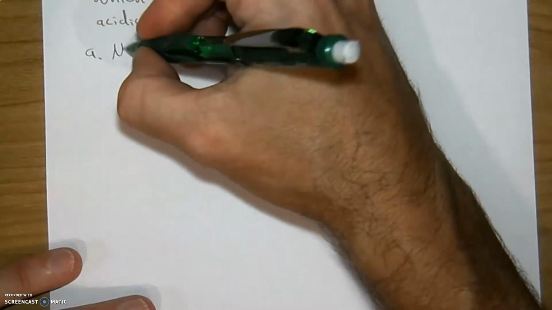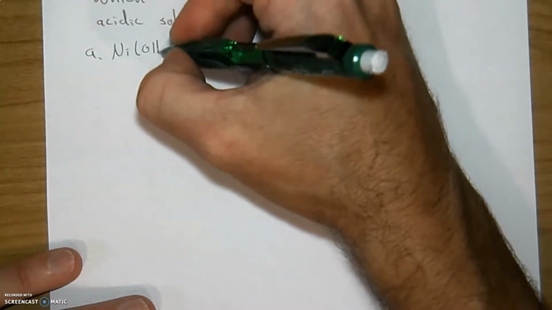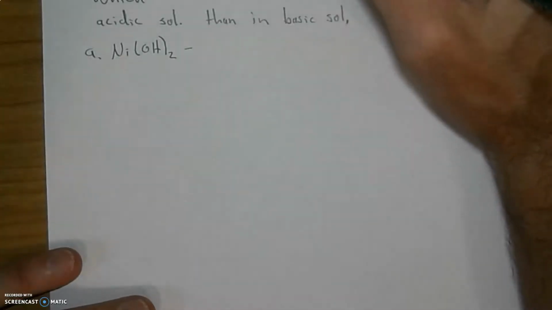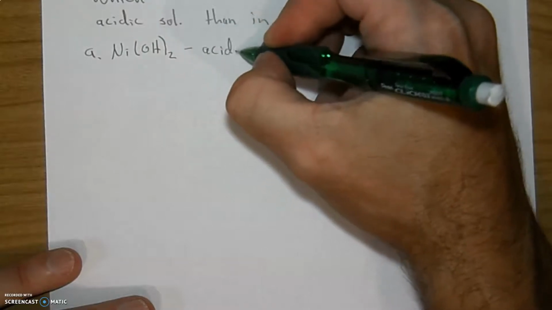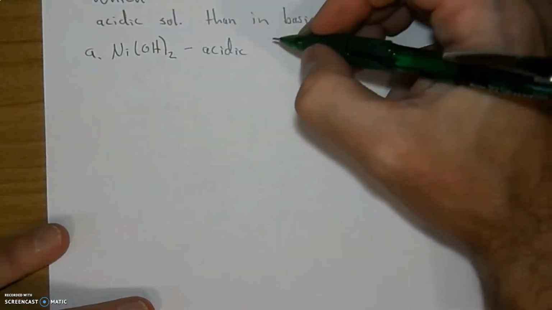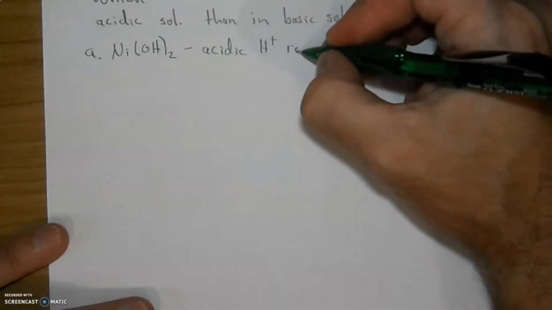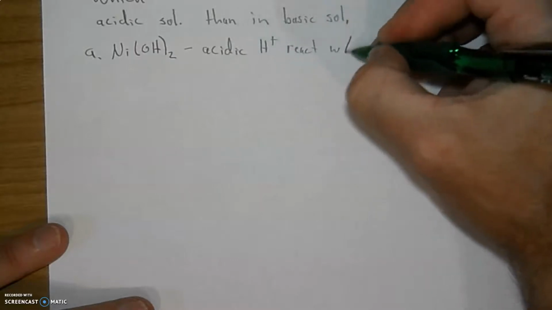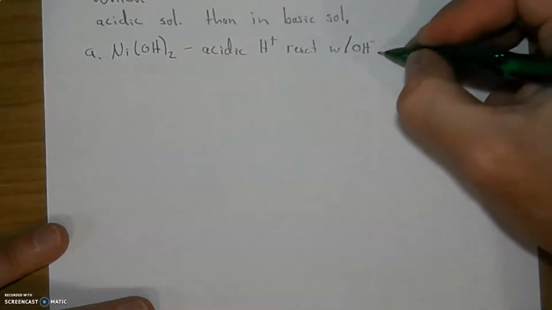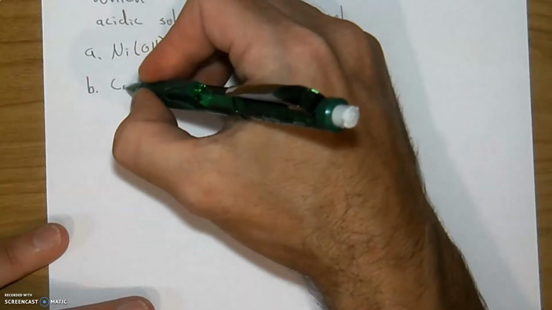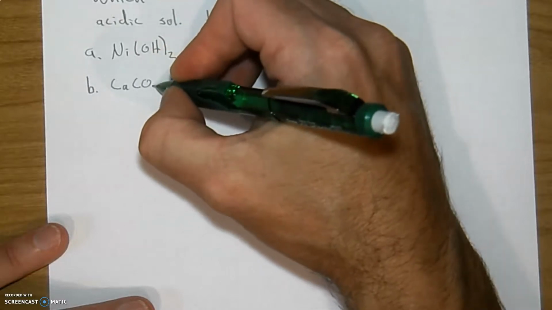So the first one is nickel hydroxide. What do you think? Is it more soluble in an acidic solution or a basic solution? If you said acidic, then you are correct. Why? Because the acidic hydrogens will react with the OHs and dissolve it, putting it into solution. Next one, calcium carbonate.